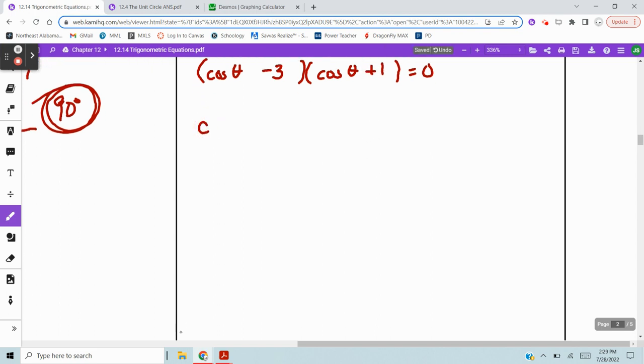We set each equal to 0. The cosine of theta minus 3 equals 0, and the cosine of theta plus 1 is equal to 0. If you'd like to save yourself a step, move the -3 over by doing +3 and move the +1 over by doing -1. For the exact same reason as the last one, this is not going to have a solution. Cosine has a range from -1 to +1. 3 is way too high.